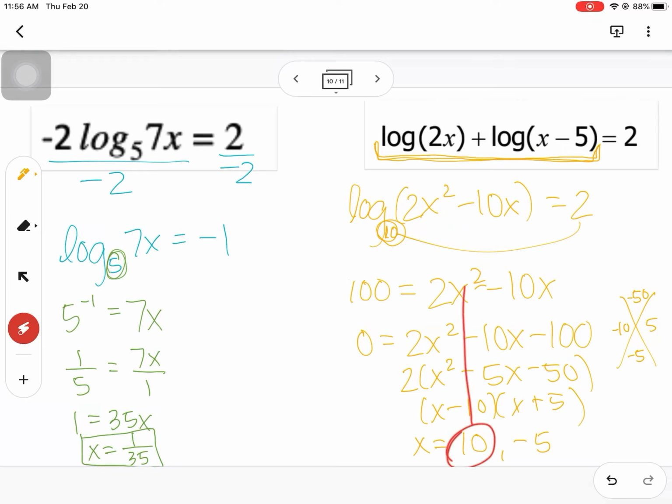Again, you always have to check. So if I take this 10 and plug it in for the 2x, that's going to be positive. If I take the 10 and plug it in for the x, also positive in that one, so the 10 works. If I take the negative 5 and plug it in, 2 times negative 5 does not work. So I'm going to cross that one out. My only answer is 10.